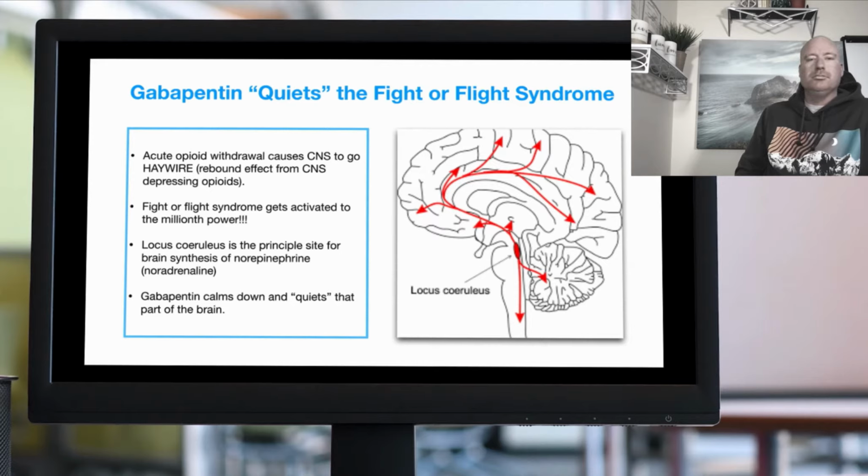What happens is the locus coeruleus, a part in the brain, activates the fight or flight syndrome, but to like the millionth power. And that part of the brain is a principal site for brain synthesis of norepinephrine, also known as noradrenaline. So during acute opioid withdrawal, the reason you have such bad anxiety and insomnia is because of this mechanism of action of your brain. So what I've found is that gabapentin calms down and quiets that part of the brain.